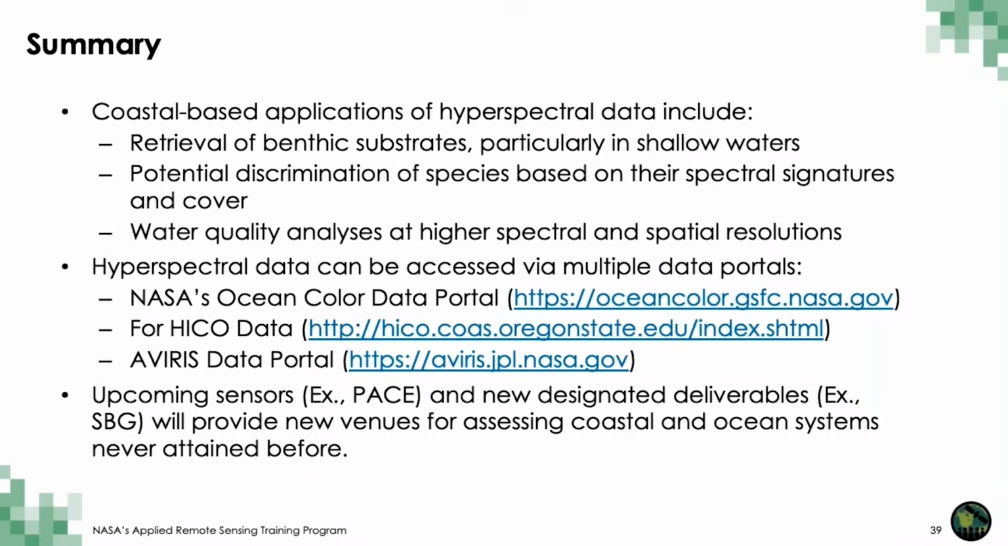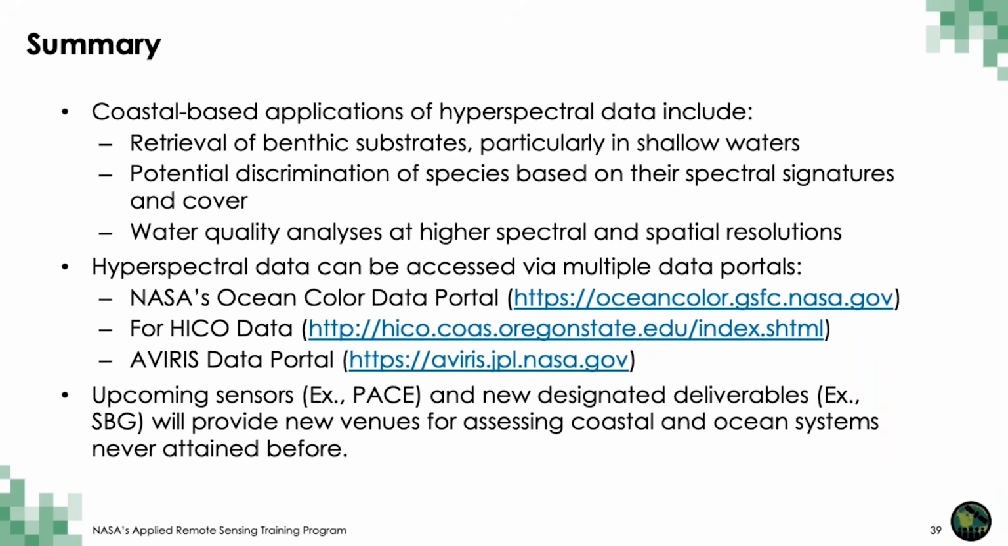Well, thank you, Zach, for that great demonstration. And here we're going to summarize today's session in a couple of bullets. So remember that coastal-based applications for hyperspectral data include the retrieval of benthic substrates, particularly in shallow waters, and the potential discrimination of species based on the spectral signatures and cover of these species, but also hyperspectral data can be used to analyze water quality at higher spectral, potentially also higher spatial resolutions as well, depending on the sensor.